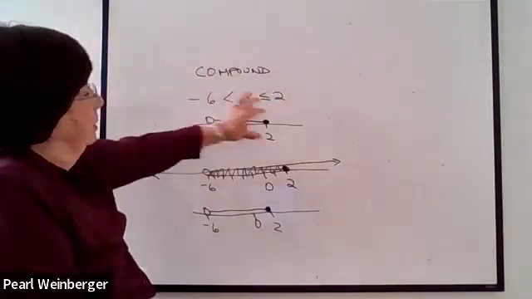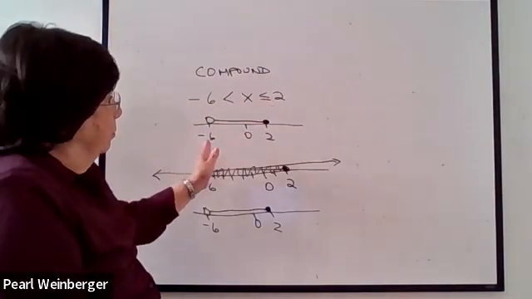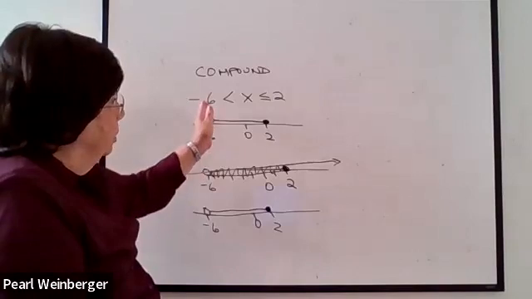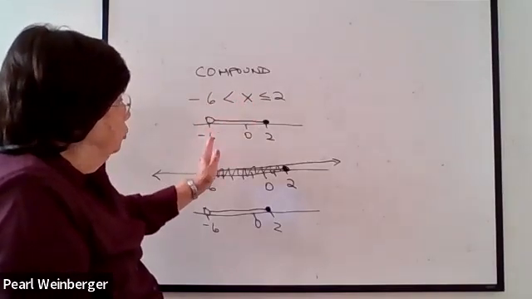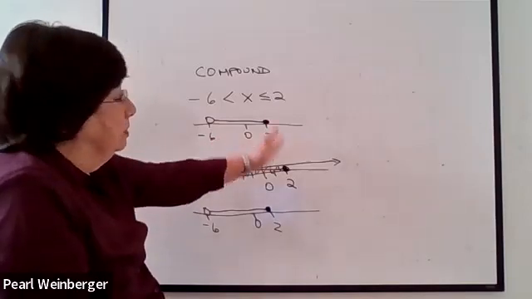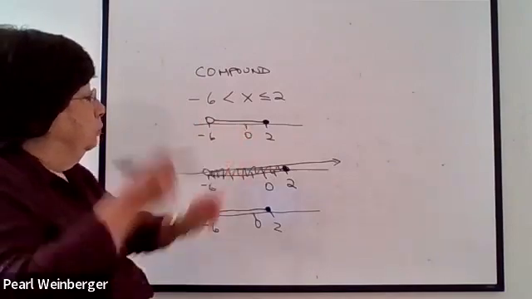The inequality and the number line coincide. And if you think about it also, it just means that what you're talking about, your x's, are the numbers that are between the -6 and the 2, where the -6 is not included, but the 2 is.